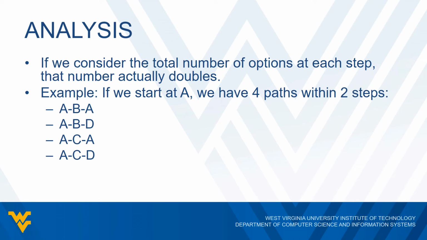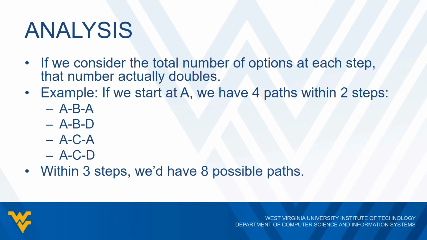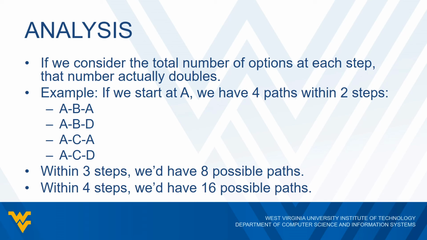Now, what about within 3 steps? Well, we would have 8 possible paths. I'm not going to list all 8. You can try that out on your own to see the 8 possible paths that we would get if we were to go 3 steps starting from A. And if we had 4 steps, we would have 16 total possible paths. So what we're seeing here is that every time we take a step, the total number of possible paths doubles for us.